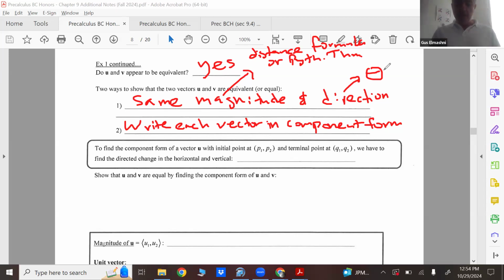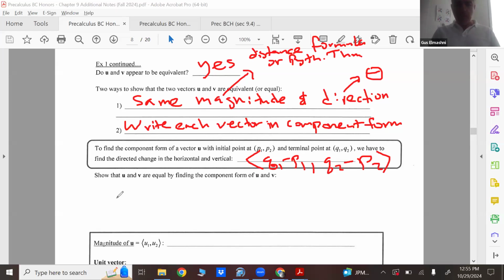Okay. So in this case, let's say you have P1, P2 is your initial point, Q1, Q2 is your terminal point. What would your vector be? It would simply be this. You'd write this little triangular thing: Q1 minus P1, comma, Q2 minus P2. So it's terminal minus initial. Terminal minus initial.